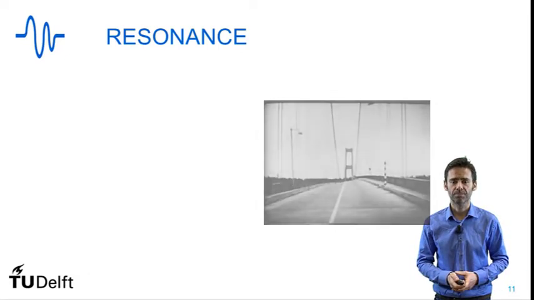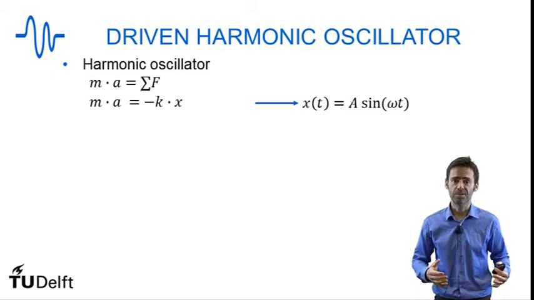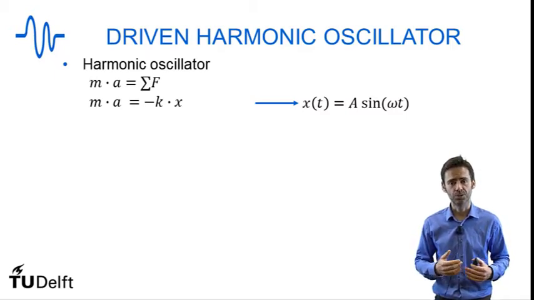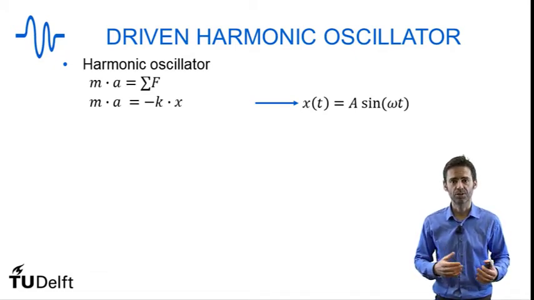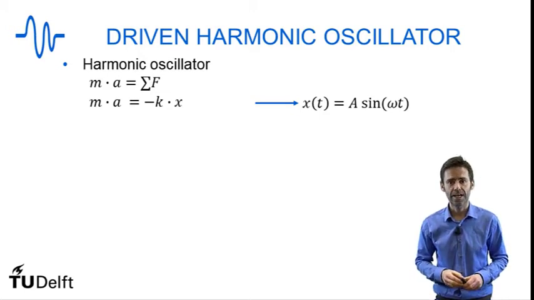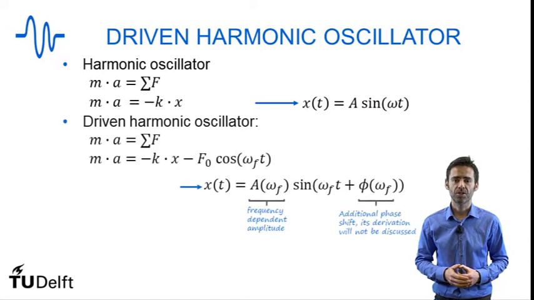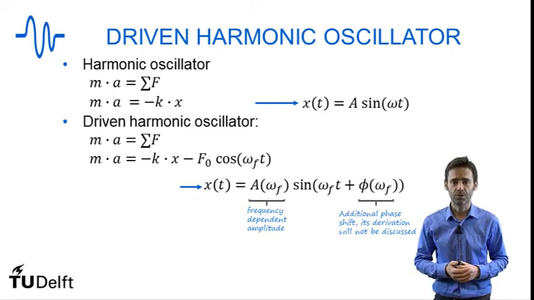Now, how does this actually work? For that we have to look a little bit into our initial assumption. The harmonic oscillator was given by the balance of forces: m times a is equal to the sum of all forces, which is minus kx, the spring force. This led to the original harmonic oscillator solution. Now, when we start driving it with a force, we have to add this to the balance of forces. So in this case, we get m times a is equal to minus kx minus F0 cosine omega f t, where omega f is the driving frequency and F0 is the force with which we drive this harmonic oscillator.